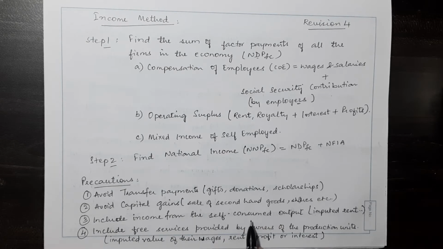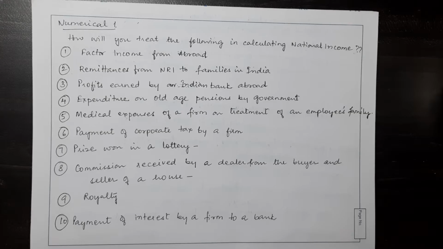Include income from self-consumed output. This is also called the imputed costs, that is imputed rent, etc. Then we need to include free services that are provided by the owners of the production units, like the imputed value of their wages, their rent, profit or interest. So this has to be included in the national income.